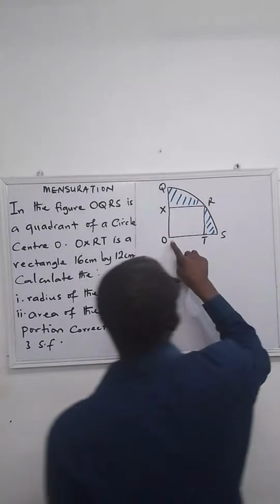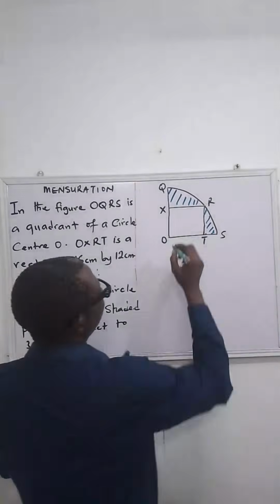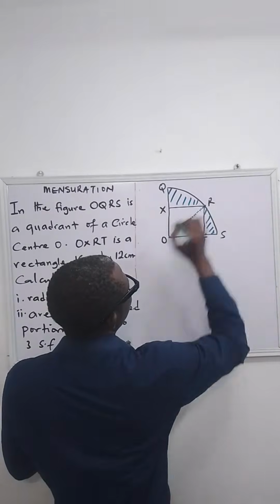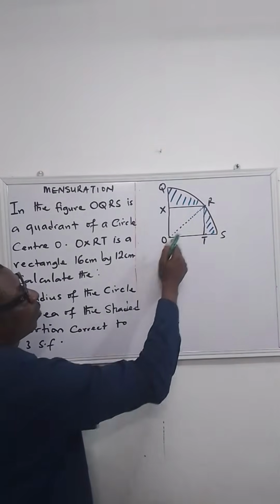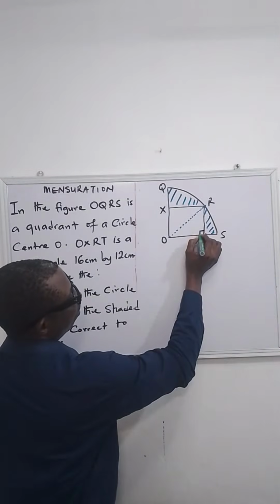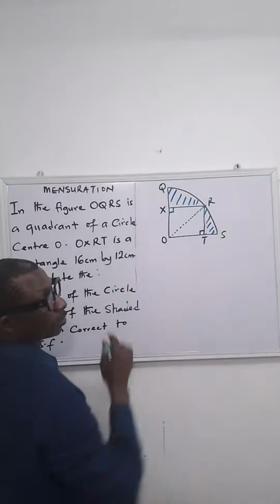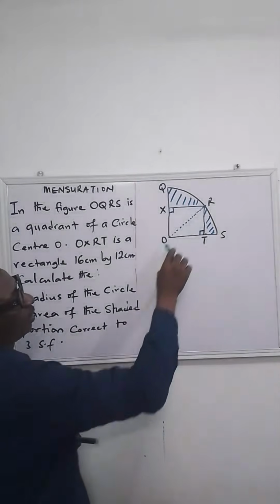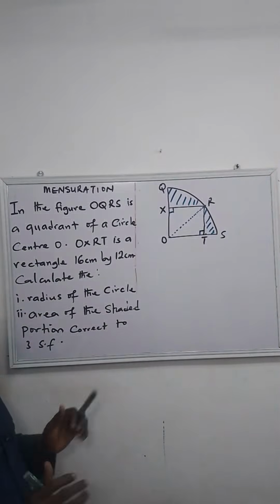Now OR is also a radius. Let me join this. So OR is also a radius. See, this is a right angle, this is also a right angle, because this is a rectangle. Now what I want to get is the radius, so I want to get OR. How do we get that?